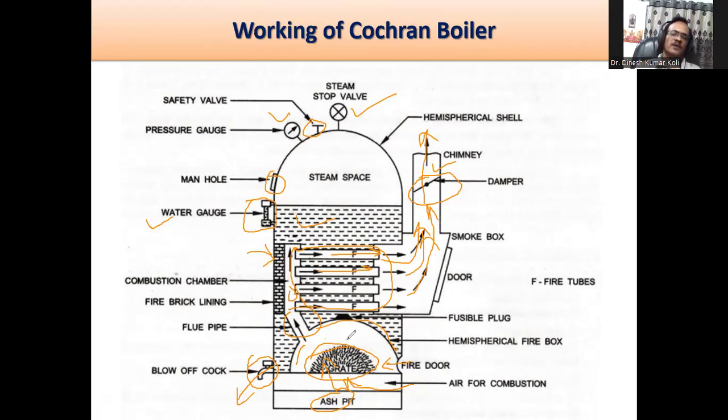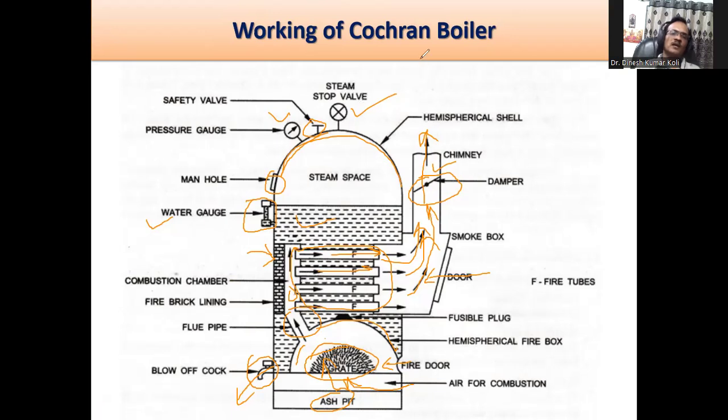The furnace is of hemispherical shape, and the steam space is also hemispherical. To use the maximum volume or maximum surface area, we use these shapes here. This is the door from which we can operate and remove the extra amount of hot gases. So these are all the parts of this boiler.